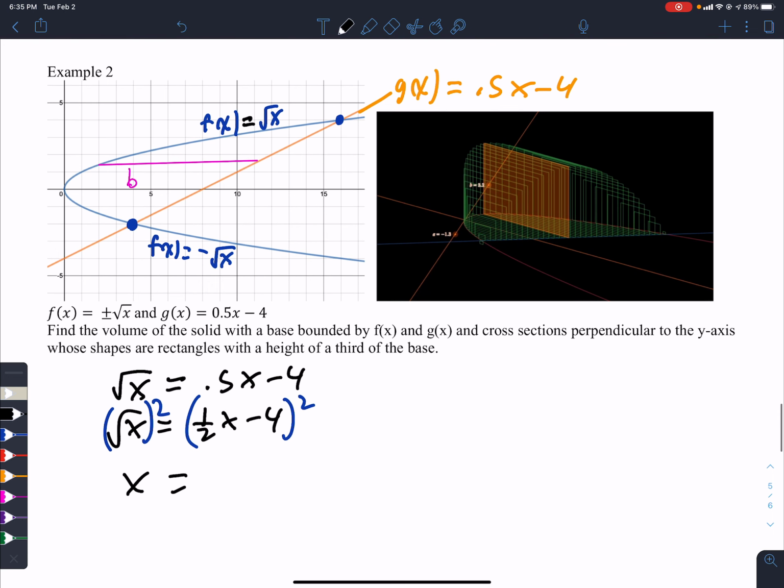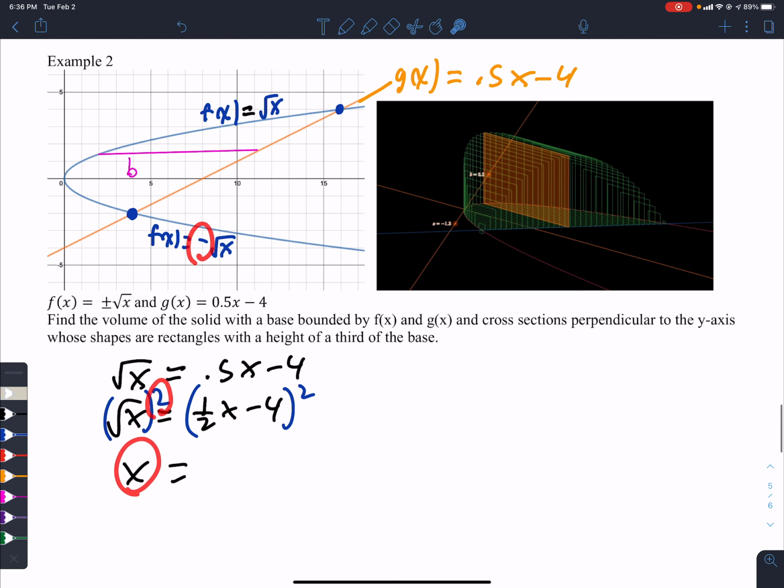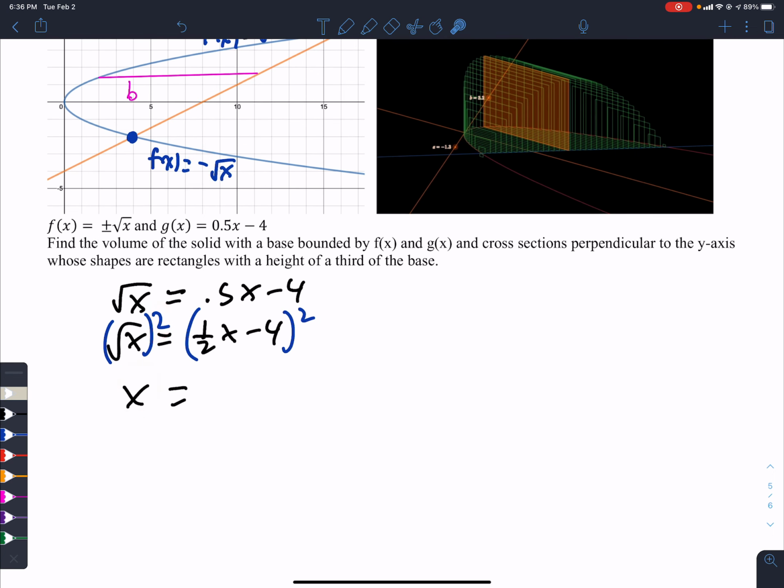This becomes x. 1/2 squared. Okay, I'm going to notice something here. Even if I use the negative, when we square it, it comes out positive. So we're going to be fine. We don't have to do two separate ones here. If you square this, you're going to get 1/4x squared, 1/4, minus 4x plus 16. So that's what we get when we square this.